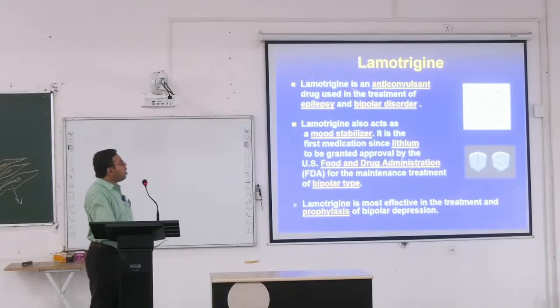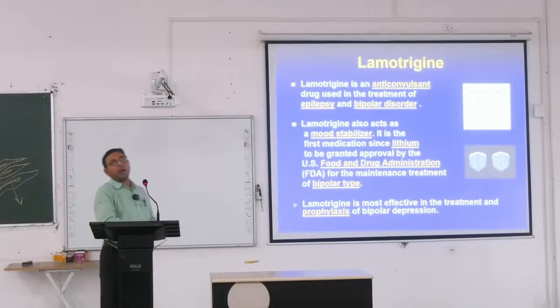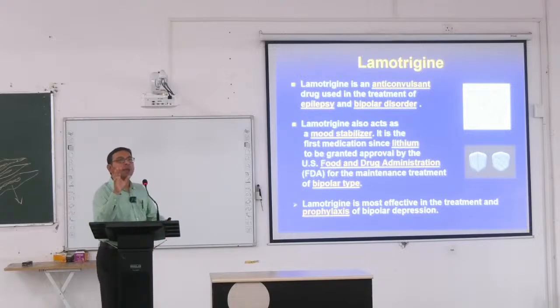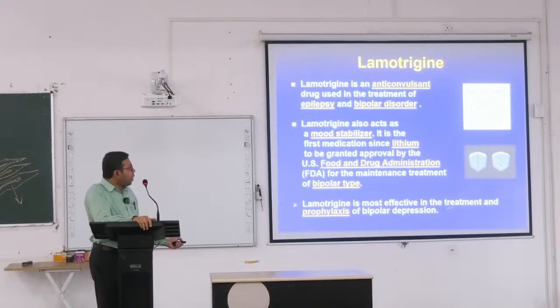Lamotrigine. Lamotrigine is an anticonvulsant drug used again in epilepsy and bipolar disorder. And nowadays, when you go to the ward, you will see lamotrigine is more commonly used. It is a mood stabilizing drug. It is the first medication since lithium to be granted approval by the US FDA for bipolar type. In the United States, apart from lithium, only lamotrigine is used for bipolar disorder. It is most effective in the treatment and prophylaxis of bipolar depression.